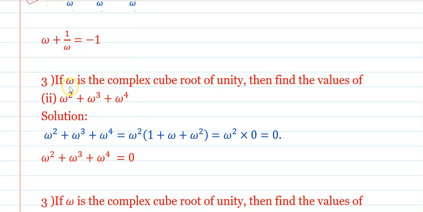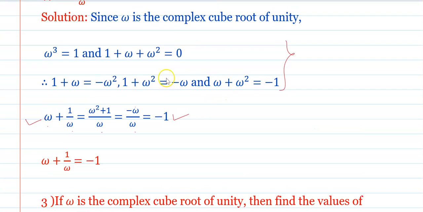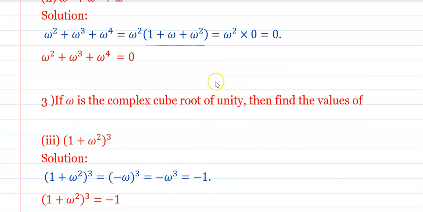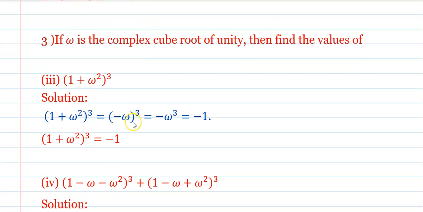Next, if omega is a complex cube root of unity, then find the value of omega square plus omega raised to 3 plus omega raised to 4. You can take omega square as common. Then in bracket you will get 1 plus omega plus omega square. The value of 1 plus omega plus omega square is 0. Okay, the standard result. Its value is 0, and therefore 0 into omega square, you will get here 0. Okay. Next, if omega is a complex cube root of unity, then find the value of 1 plus omega square bracket cube.